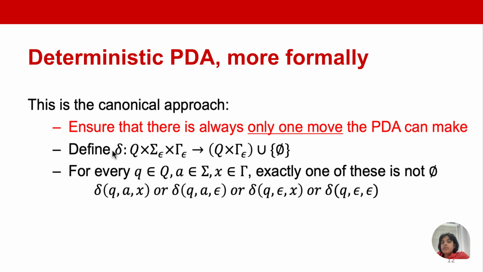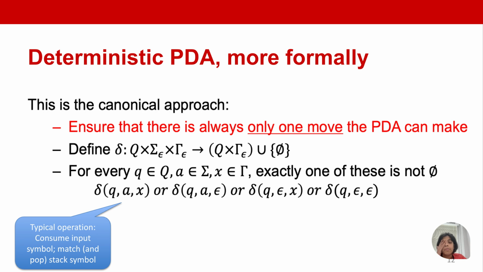More formally, you would say there's only one move that the pushdown automata can make. So we remember our delta transition, and we would say it's the states Q cross sigma union epsilon cross gamma union epsilon, and that takes me to Q cross gamma union epsilon union the empty set. And now you can think about it in terms of these 4 cases. If you have a Q in the states, A in the input alphabet, and X in the stack alphabet, then exactly one of these 4 things is not the empty set: delta QAX, so it has both a pop and a push; delta QA epsilon; delta Q epsilon X; or delta Q epsilon epsilon. So we need exactly one of those to be good.